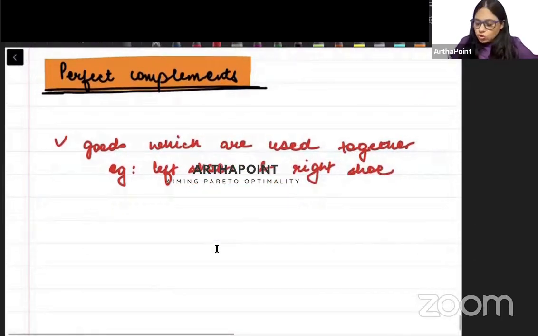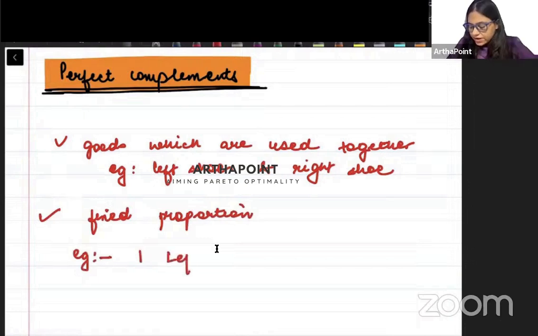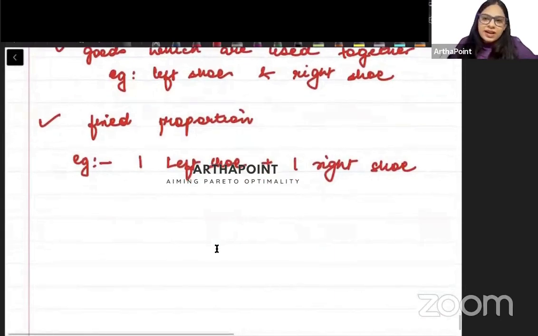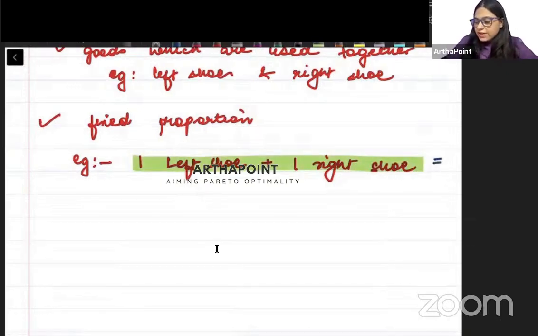And we can say they are used in some fixed proportion, right? For example, I can say that I will wear one left shoe with one right shoe. This is the proportion. If you give me one left shoe and one right shoe, then I will have one pair and I will use them together.